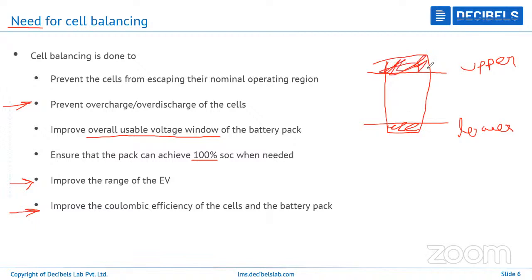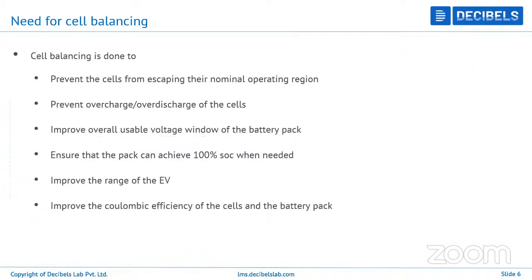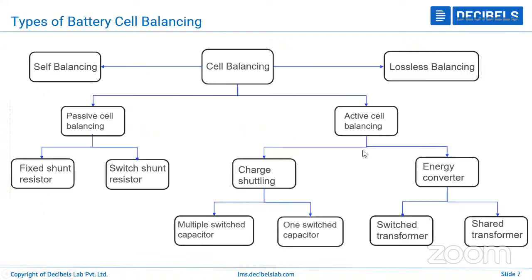So these are all of the reasons why cell balancing is required. With this, we'll now take a look at the different types of cell balancing methods. We have self balancing, which is a very basic form of balancing. There is no assistance needed here.